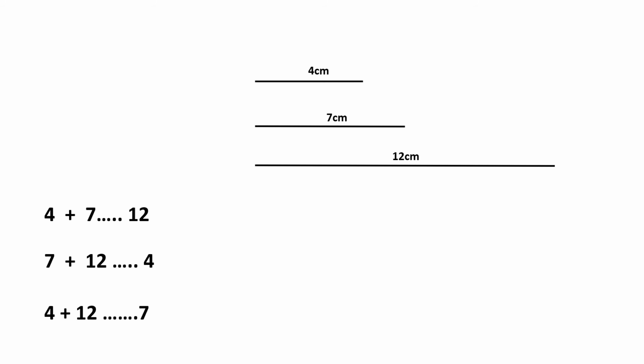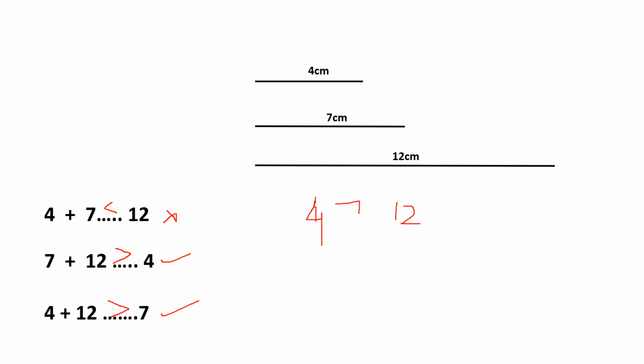What is 4 plus 7, children? It is 11. Is it greater than 12? No, it is smaller than 12. Then 7 plus 12 is 19, which is greater than the third side 4. Then 4 plus 12 is 16, which is also greater than 7. If you could see, out of the three conditions, one condition is not satisfied. The other two conditions are satisfied. So we can say that 4 centimeters, 7 centimeters and 12 centimeters cannot form a triangle.